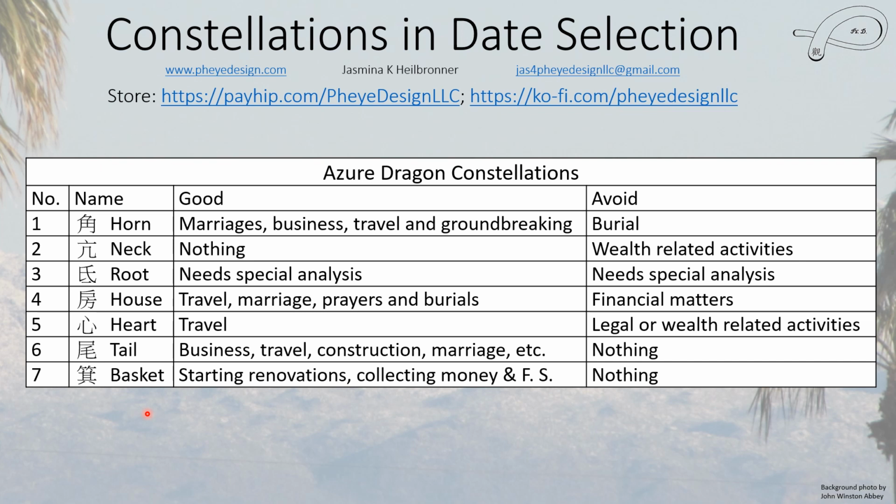Number 7, basket. This is good for starting renovations. That's already something in your home. This is usually an interior renovation, but it could be a new addition too. That would be another renovation. It's good for collecting money from people who owe you money, and it's good for feng shui activities. And basically, nothing is really to be avoided. It's a pretty good day. But these are the things that it's particularly noted to be really good for.